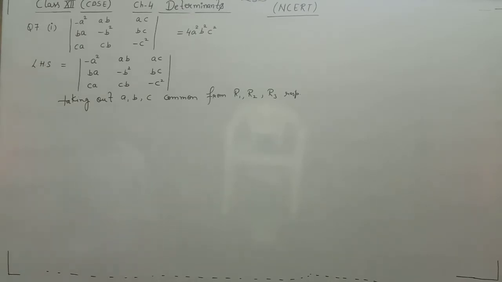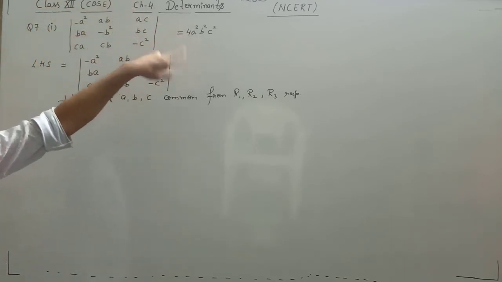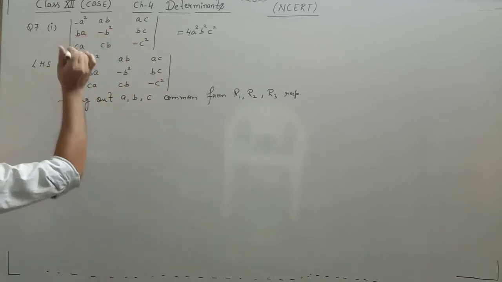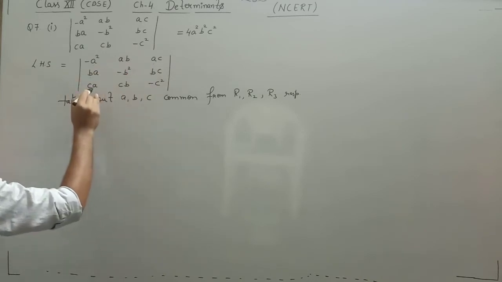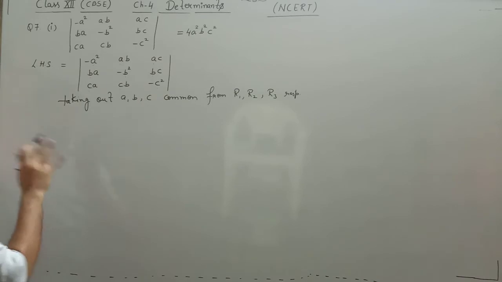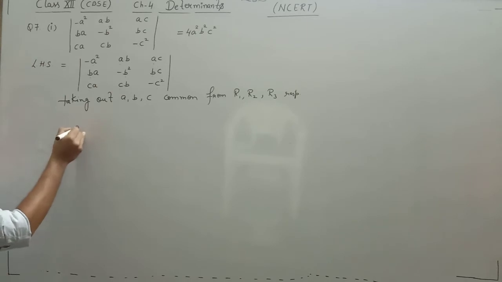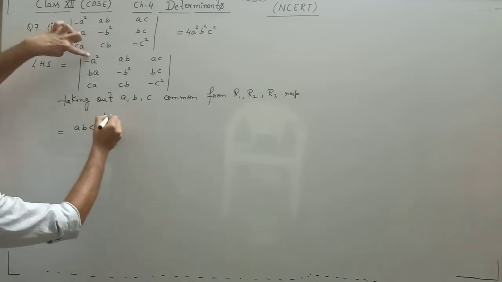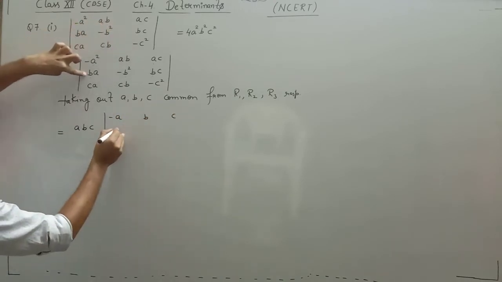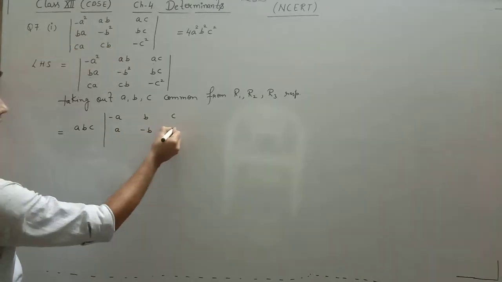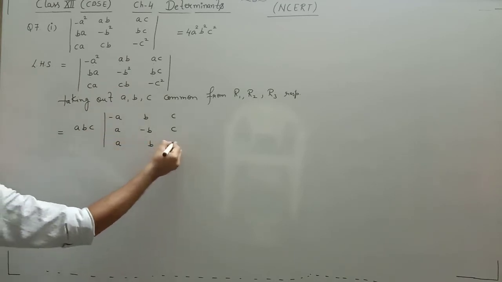Now question number 7, first part. This is the left hand side and this is the right hand side. We have to show that it equals 4a square, b square, c square. Now this is the left hand side. See here, in row number 1 a is common, in row number 2 b is common, in row number 3 c is common. So taking out a, b, c common from r1, r2 and r3. See, after taking common what is left: minus a, b, c. From here taking b common, a, minus b, c. Okay, from here again take c common: a, b, minus c.